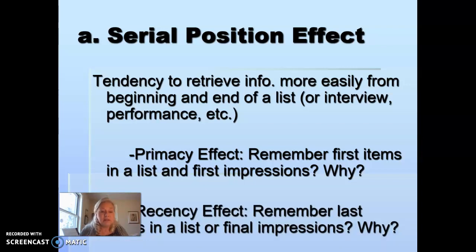The recency effect is the idea that we remember the last items in a list or our final impressions. Why does this happen? Let's say you go to a concert and maybe there's some mistakes in the middle, but the ending is a glorious chord. Everything is perfect. And then you walk away from the concert, you go, wow, that was like the most beautiful thing ever. So what you're doing is you're rehearsing or you're thinking about that impression that you made while you just finished listening to this stunning musical performance.